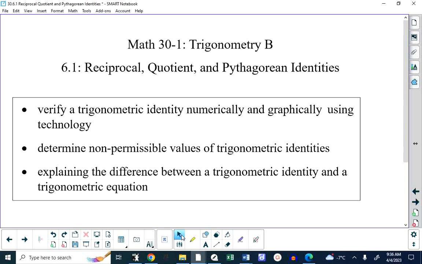So this is lesson 6.1, which deals with the introduction to what we call trigonometric identities. For the rest of the unit, we are going to be working with identities. And I'm going to say a few things here to try to motivate you in terms of effort and the amount of work you put into this. This is going to be something that many students typically will struggle with.